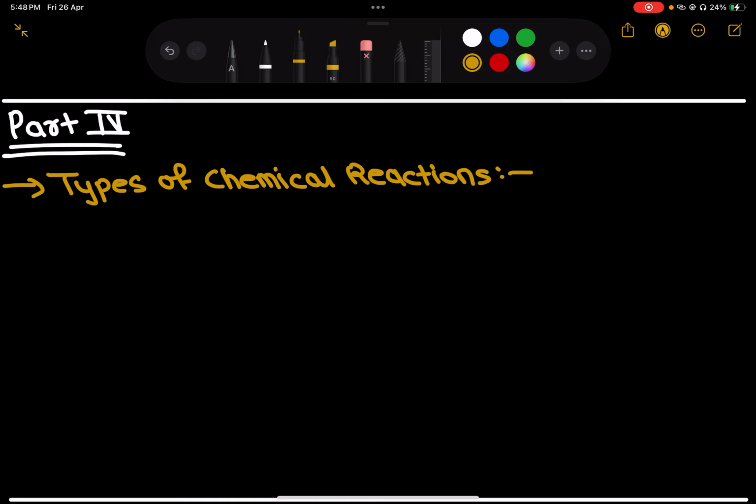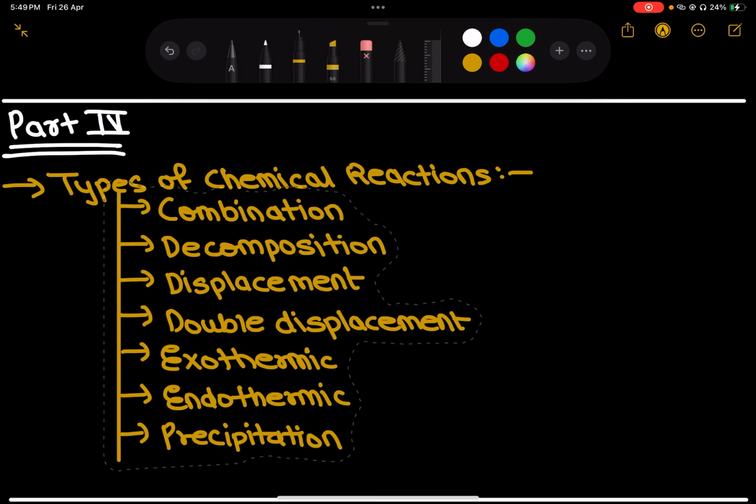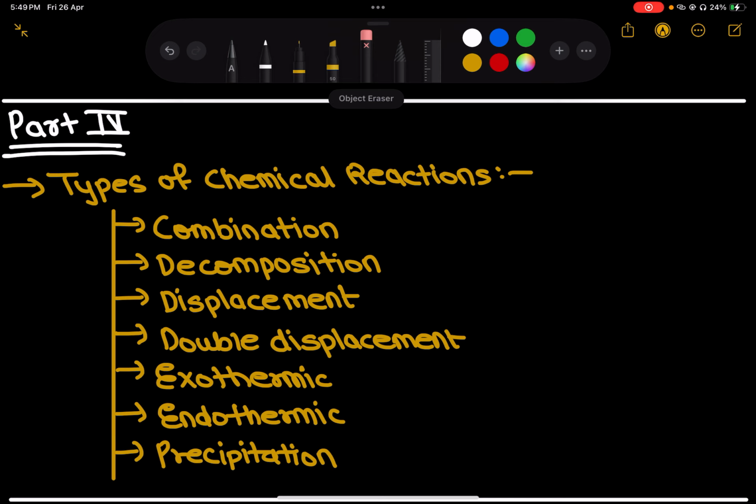So the 7 are, I just copy paste it because it saves time. Okay, so these are the 7. We have combination, decomposition, displacement, double displacement, exothermic, endothermic, and precipitation. Okay, so let us start.